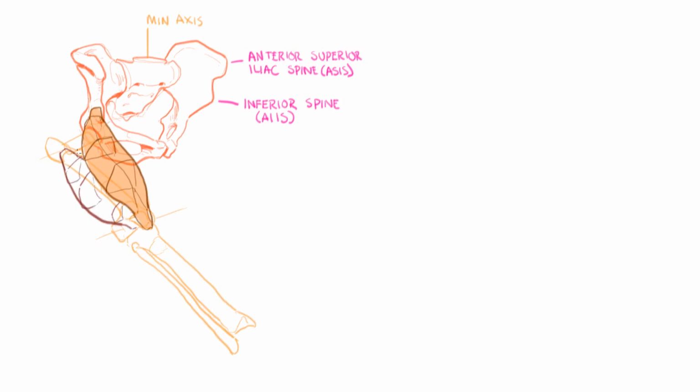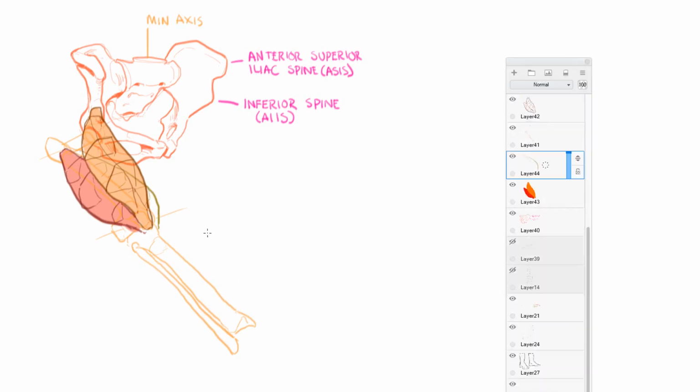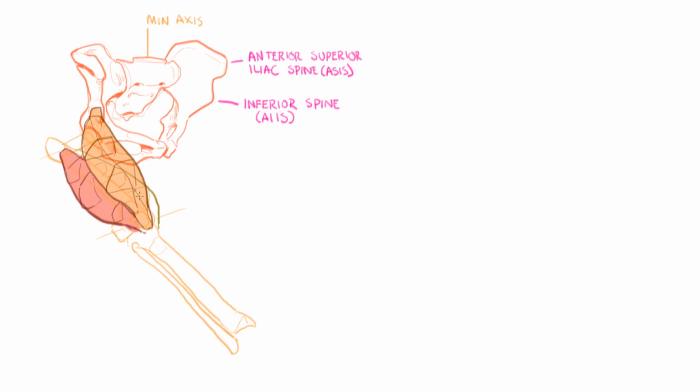This here is vastus medialis, which originates from the greater trochanter on the femur and inserts on the patella. Vastus medialis is coming from the lesser trochanter and inserts on the patella and is on the medial side, closest to the center line of the body.